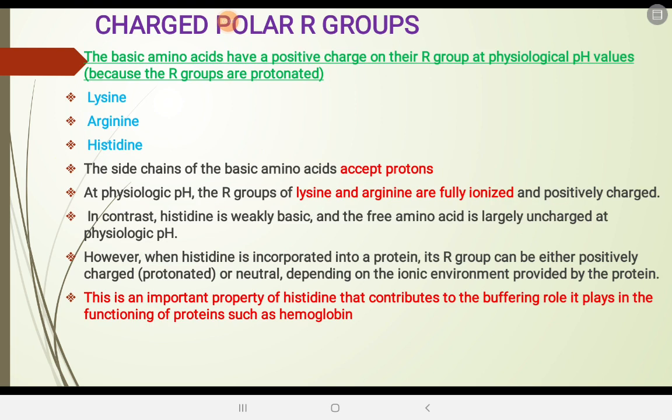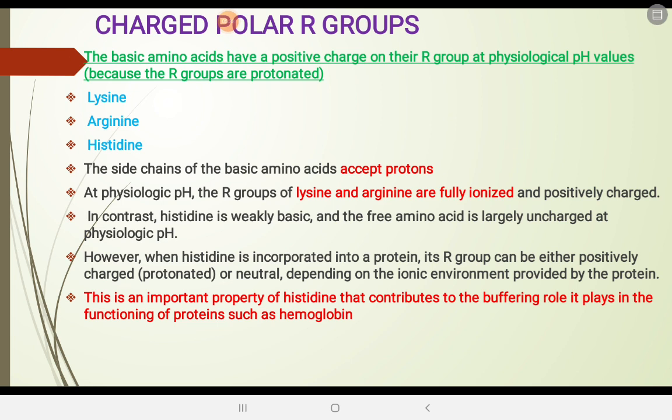Next category is charged polar R group. The basic amino acids have a positive charge on their R group at physiologic pH values because the R groups are protonated. Examples of basic amino acids are lysine, arginine, histidine. The side chains of the basic amino acids accept protons. At physiologic pH, the R groups of lysine and arginine are fully ionized and positively charged.